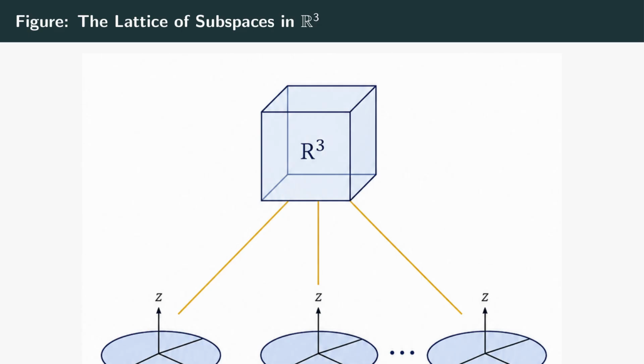A gold chain threads up one path through the ladder, from the origin, up to a single line, up to a plane containing that line, up to the whole space. Every subspace of 3-dimensional space appears somewhere on this ladder, and they are sorted by how many independent directions they contain. That count is the dimension, and it is exactly the subject of the next episode.